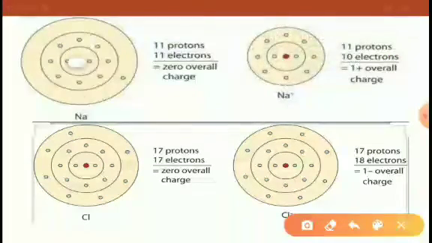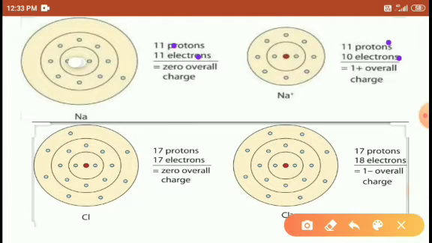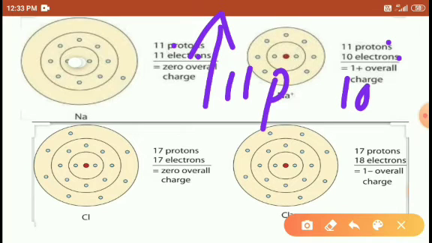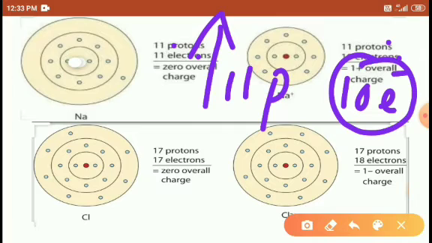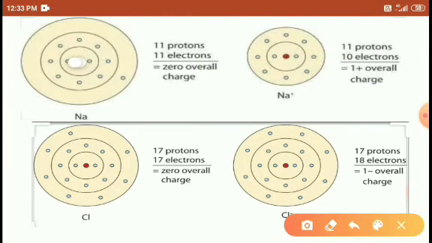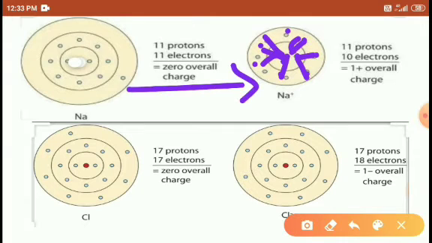In the atom the number of protons equals the number of electrons. Here protons are more and electrons are fewer. The number of protons is 11 and electrons are only 10. So all the 10 electrons are more strongly attracted toward the nucleus. They are more attracted, so that is why its size is reduced here.